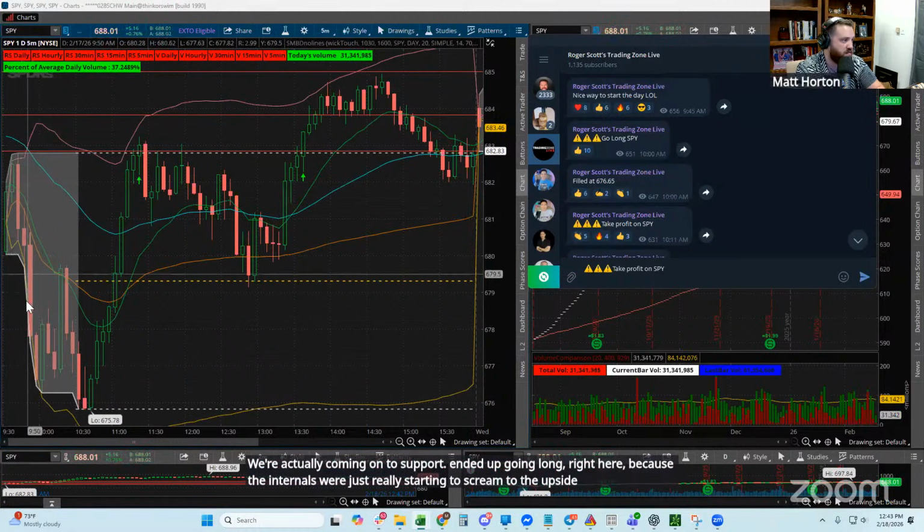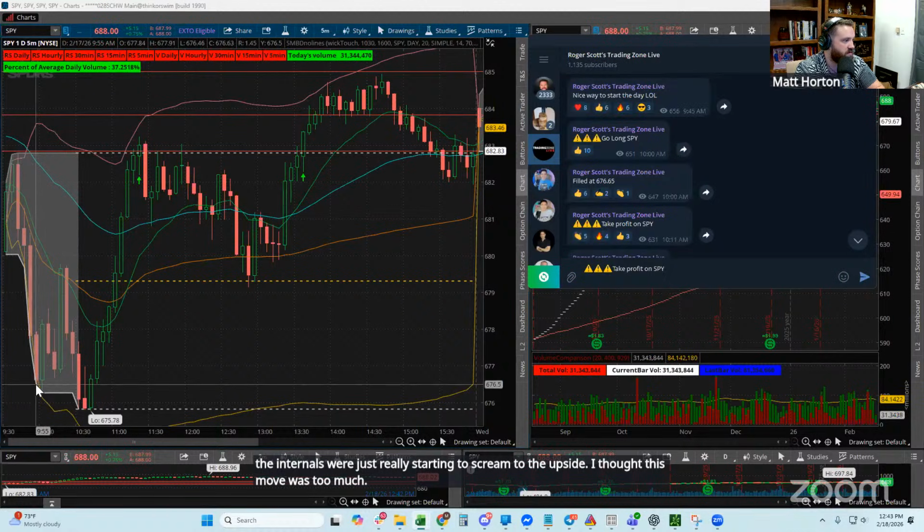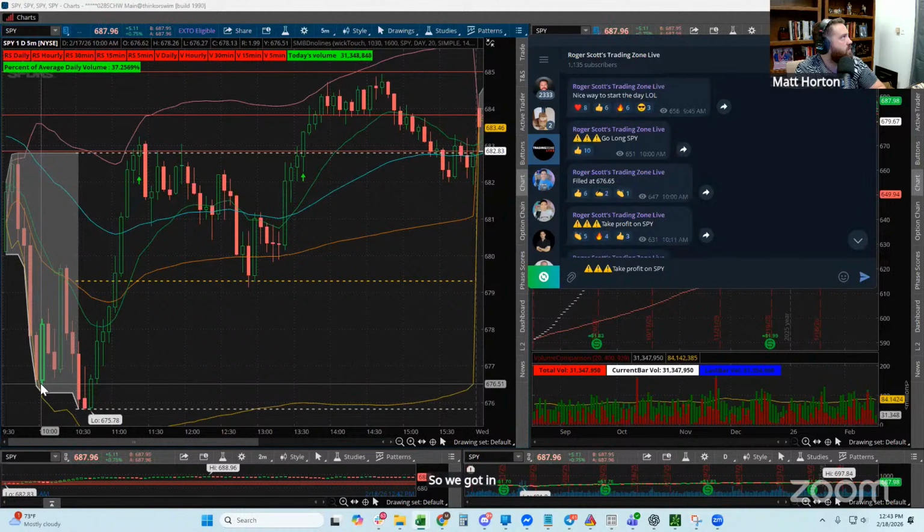I thought this move was too much, too fast. We'd see a reversion. So we got in right there. This was our smallest trade of the day. Got in here. We got out at 10:11 because it kind of came back on us.